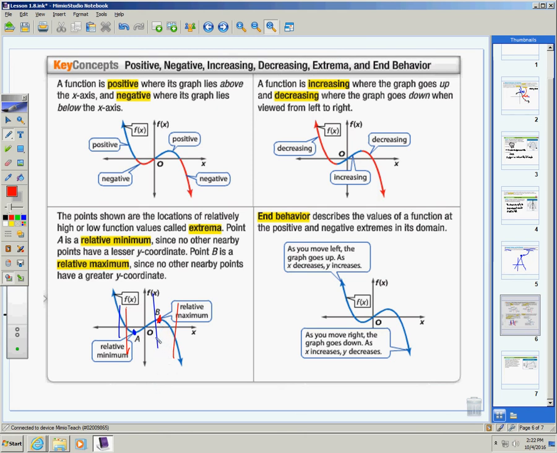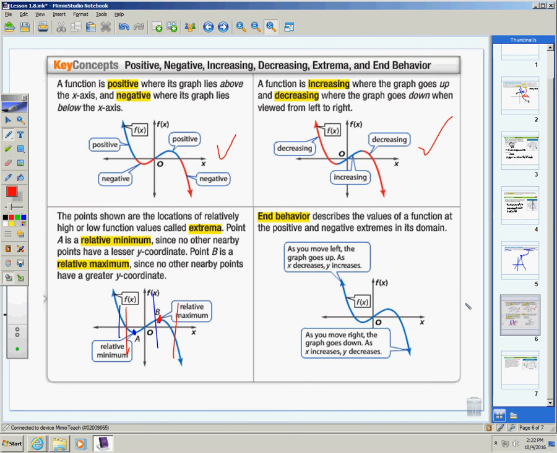End behavior is exactly what it sounds like. What happens at the ends of my graph? As I go to the left, it's just going to keep going up. So I can say as x decreases, y increases. On the right side of my graph, I just keep going down. So as x increases, y decreases. But overall, this seems like a very complicated table, but definitely two of these things are pretty straightforward and common sense. And the last two aren't terribly tricky.